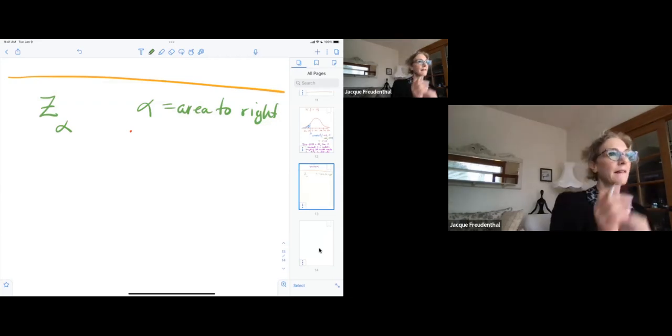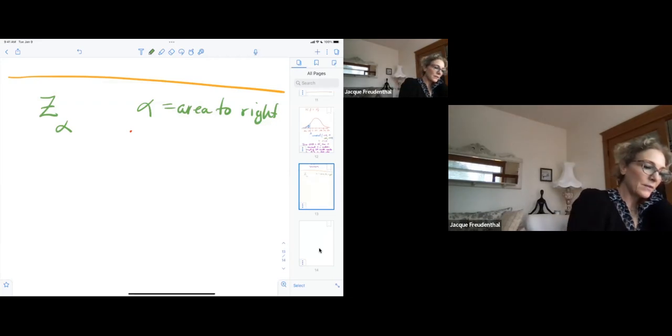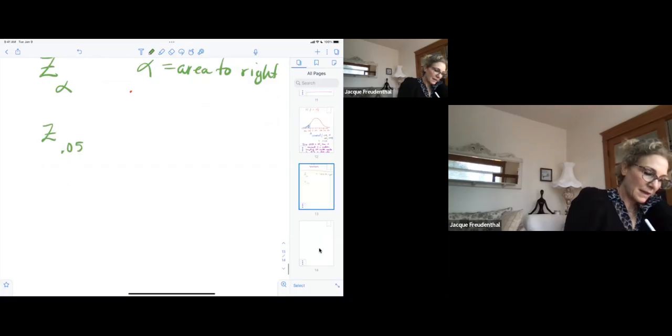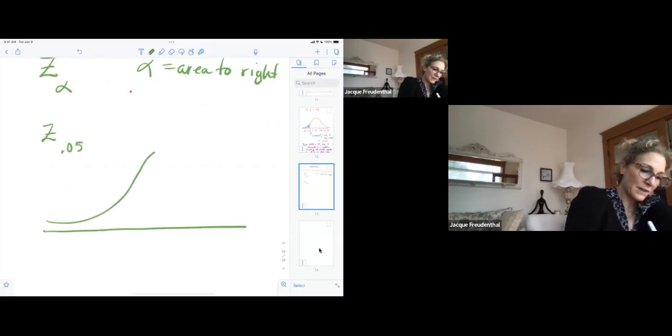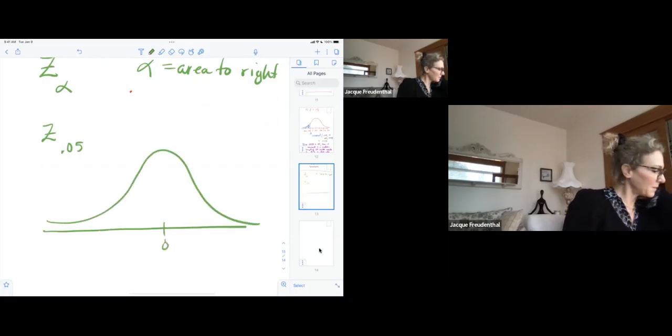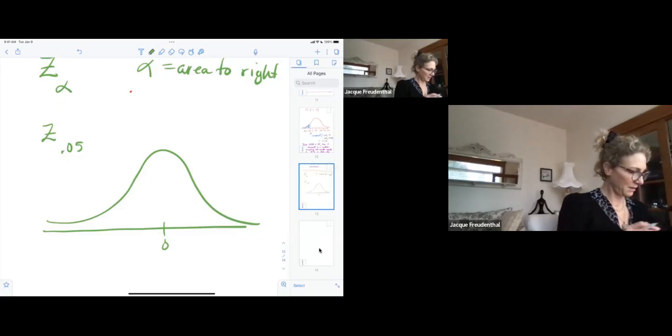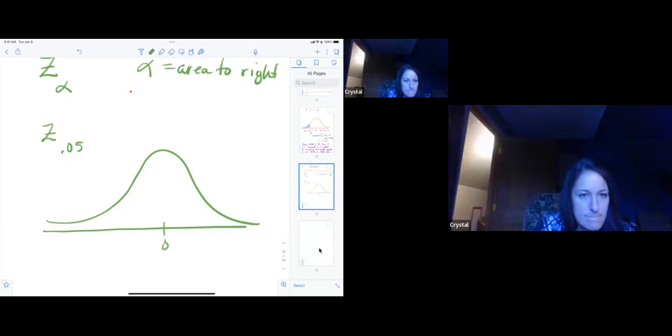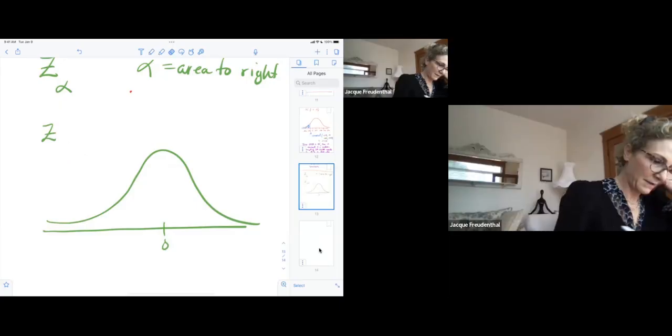Okay. All right. So area to the right would mean if I have Z sub 0.05, that means I'm looking for the Z score, and I don't think it's 0.05. Is it 0.06 on our sheet? 0.04. Oh, 0.04. Okay, sorry.